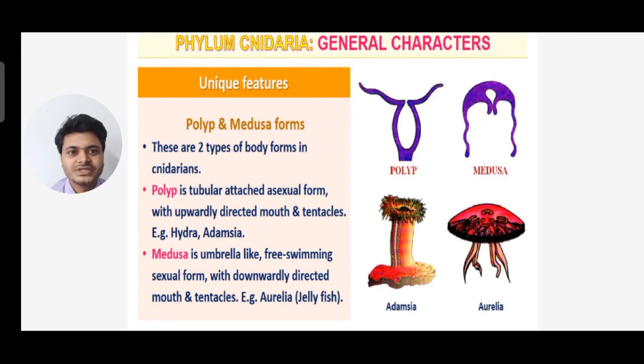And what is a medusa stage? It is umbrella-like, right? So those organisms are umbrella-like, and medusa are free swimming. They are sexual forms with downwardly directed mouth and tentacles. For example, you can see Aurelia and jellyfish. On the right hand side, the Aurelia and jellyfish are a medusa stage, and Adamsia or Hydra is a polyp stage. In the polyp stage, the mouth is on the upper side, whereas in the medusa the mouth is on the lower side.